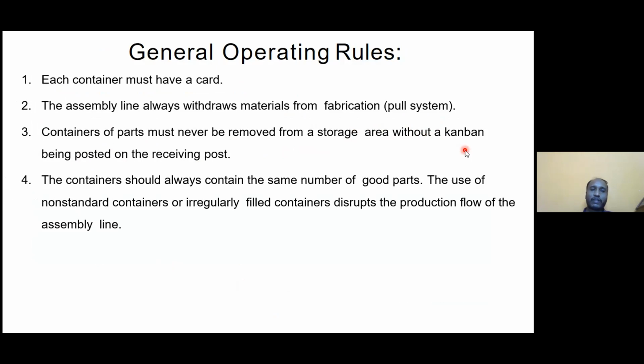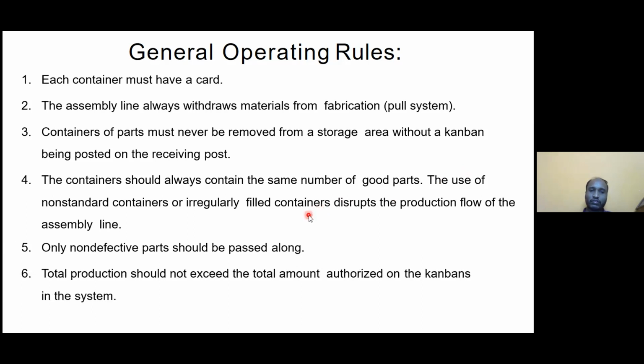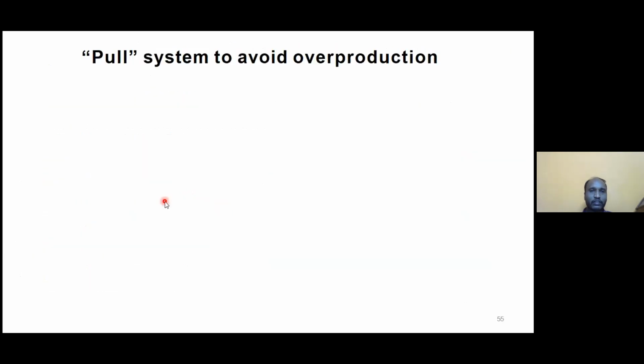The container should always contain the same number of good parts. The use of non-standard containers or irregularly filled containers disturbs the production flow of the assembly line. Only non-defective parts should be passed along. So these are some of the basic rules. If you go through another example, you can achieve a better understanding.